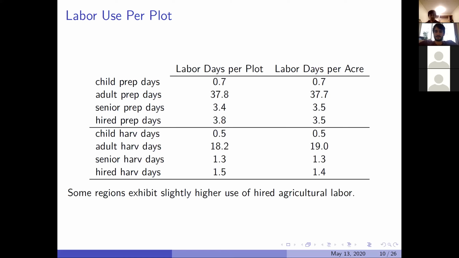Then the harvest days we see on average, and I would direct your attention to the 4th and the 8th line, which shows the preparatory labor days. And this is super low. Most farms are not hiring in labor to work on their farms.